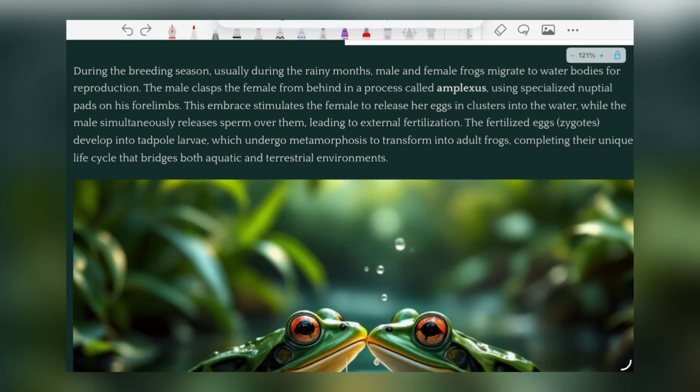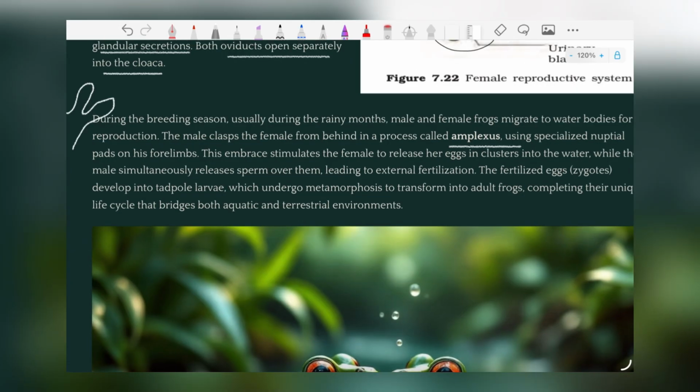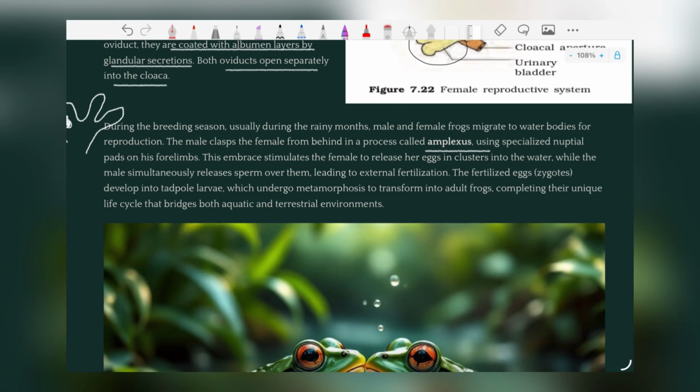During the breeding season, usually during the rainy months, male and female frogs migrate to water bodies for reproduction. The male clasps the female from behind in the process of amplexus. Well, this is not very important, not asked in NEET. Using specialized nuptial pads on the forelimbs. Just as I said, the forelimbs consist of four fingers, and here it is the pouch. It holds onto the female frog.